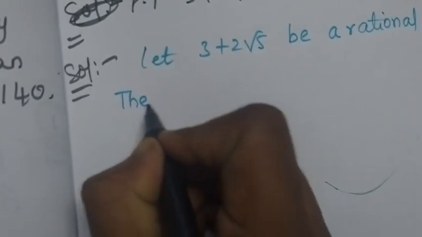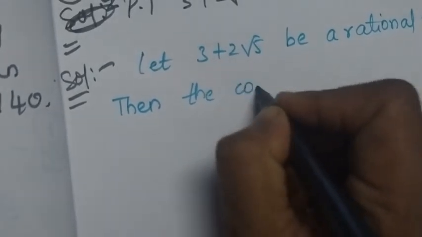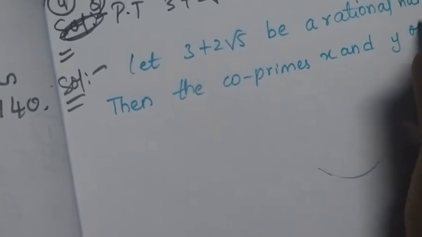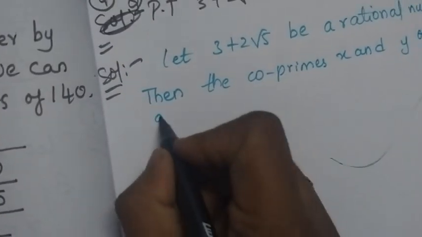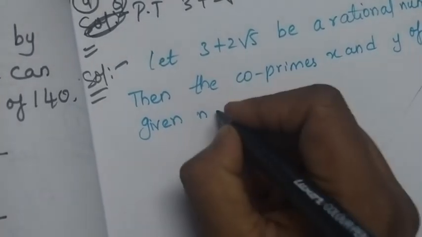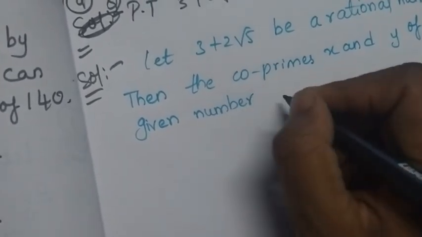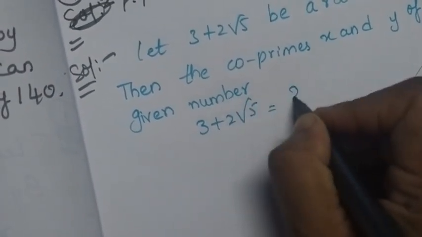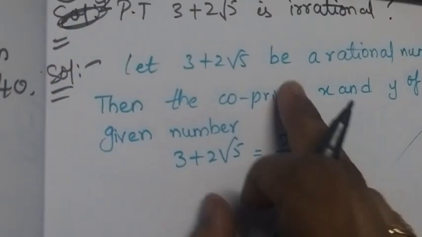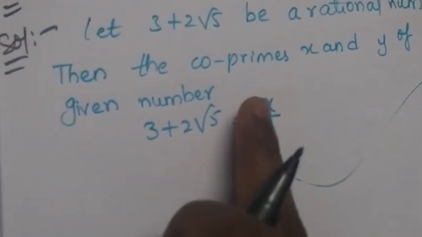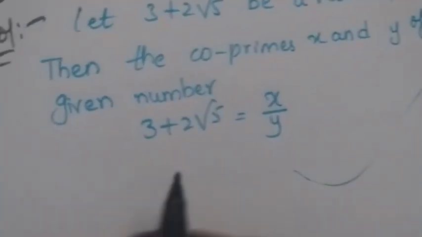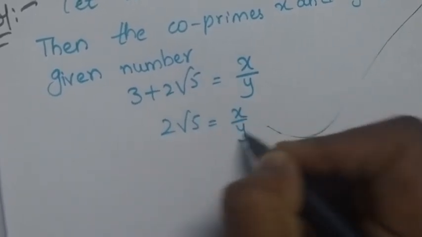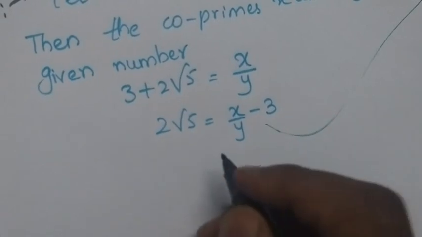Okay, then we have coprimes x and y of the given number. I am taking x and y as the given coprimes, such that we have 3 plus 2 root 5 is equal to x by y. What have we taken? A rational number. So x and y are in rational form. So what will you get? 2 root 5 is equal to x by y, this 3 comes to this side, minus 3 it becomes.